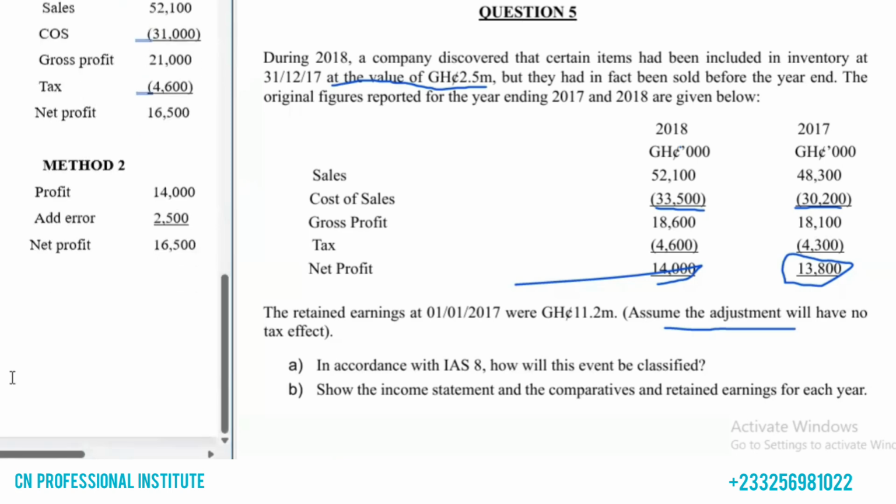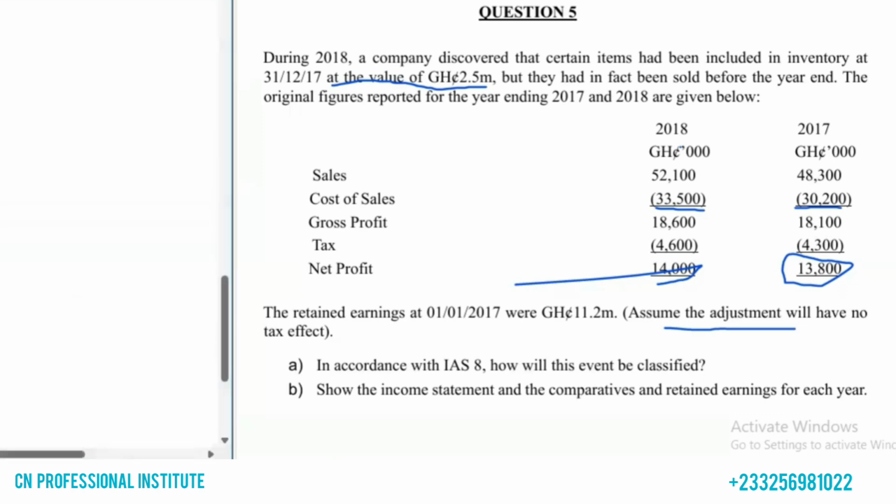A says how would the event be classified? So let's do the retained earnings. It's very simple. We have to do our retained earnings adjustment. Let me use RE for retained earnings. We are working in thousands. So let me bring 2018 and then 2017 here. You can bring 2017 first, depending on whichever you want to work with.